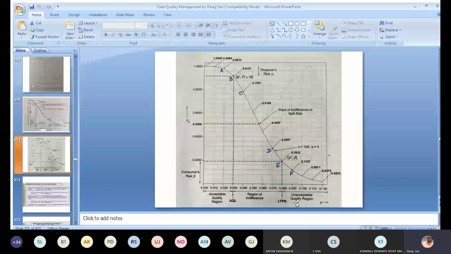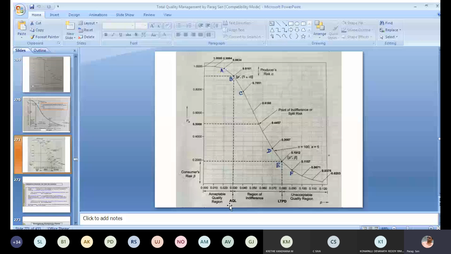So what is AQL? From point 0 to here, you can see that this is up to AQL, this is known as acceptable quality region, and from LTPD to this side, this is known as unacceptable quality region, and in between the region is known as region of indifference. Okay, so what do these things actually represent?